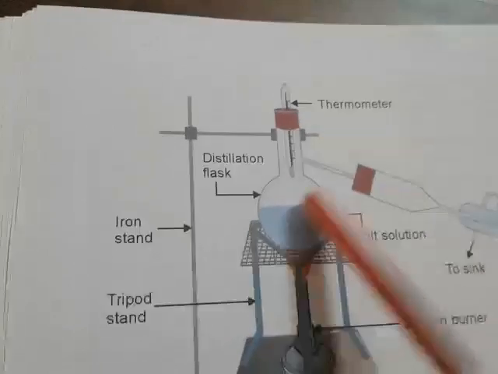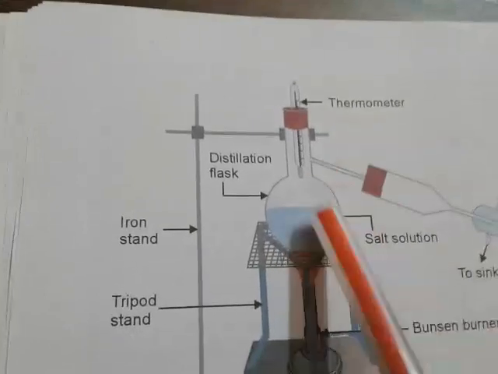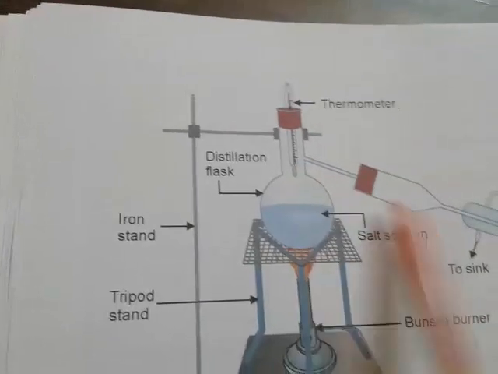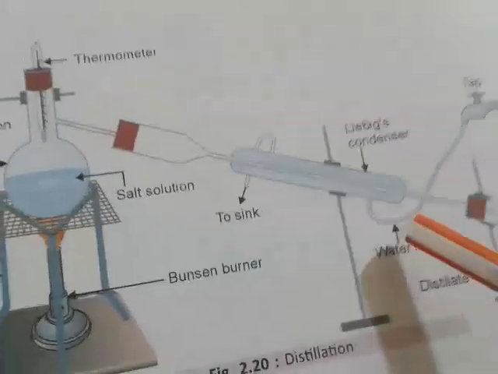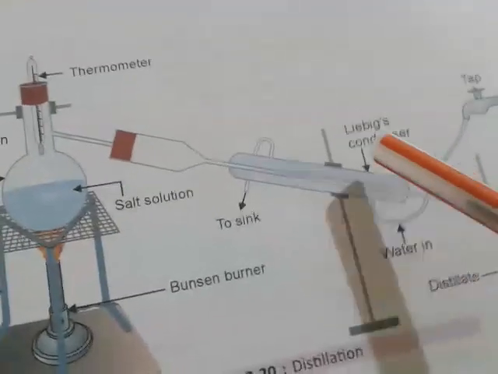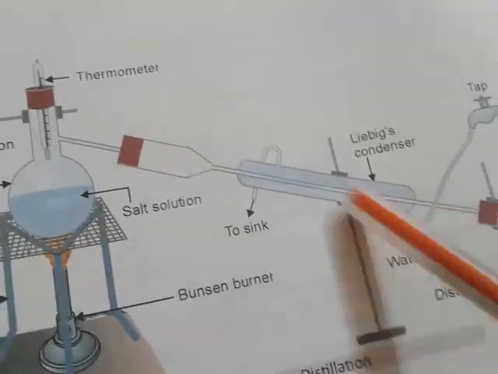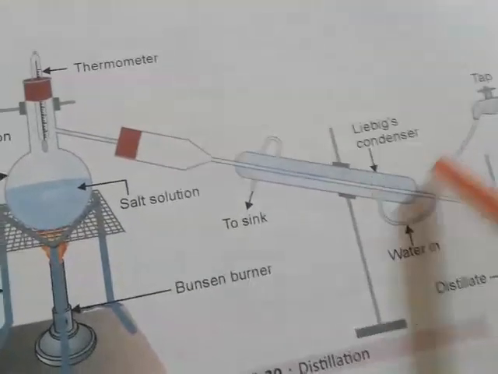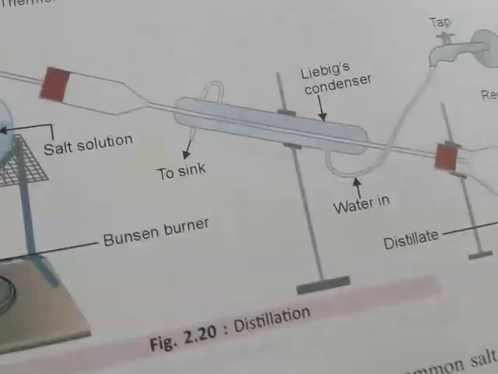When the temperature is around or below 100 degrees Celsius, evaporation will happen, and the evaporated steam or gaseous substance will come through this delivery tube into the condenser. The condenser contains some cold chilled water, and when the gas comes into contact with the cold water, the gas will be converted directly into liquid state, and the liquid will be collected in this receiver.